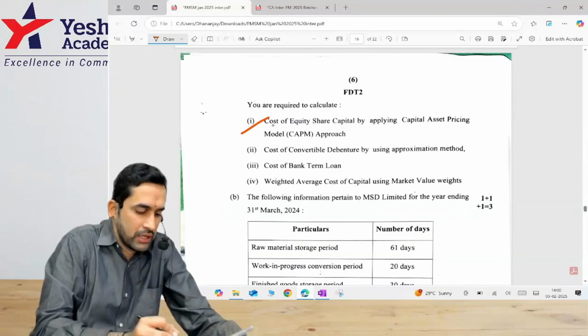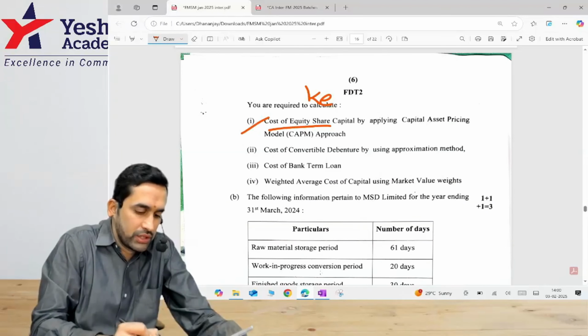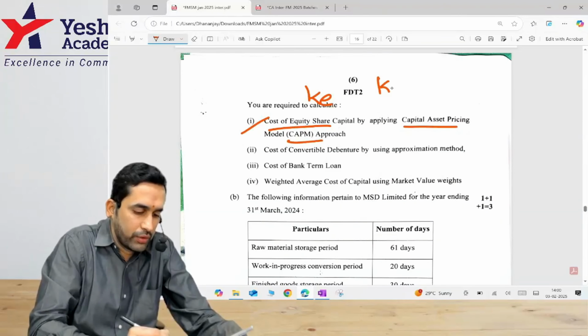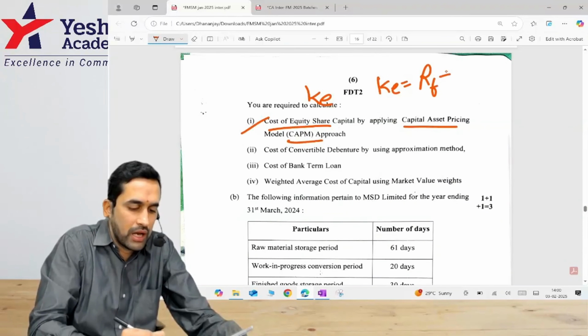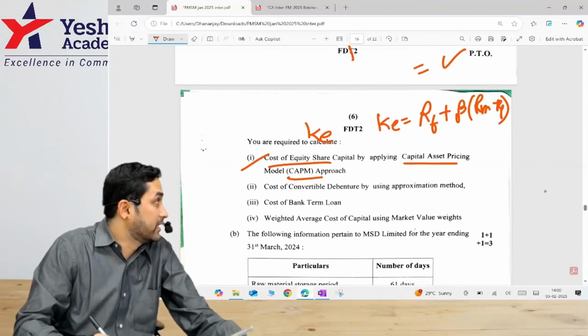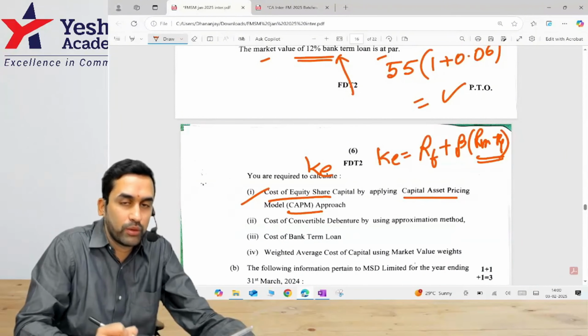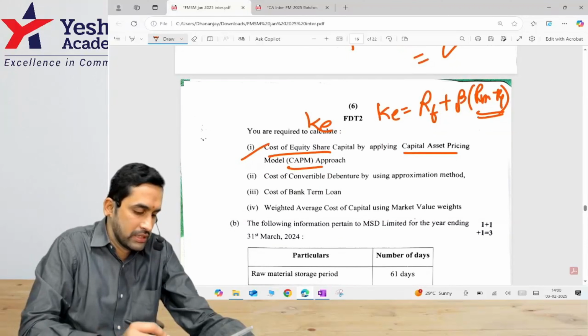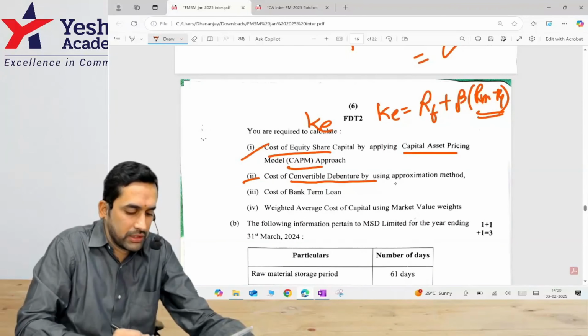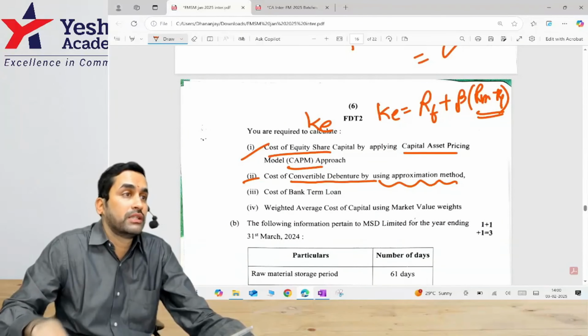First question is cost of equity using capital asset pricing model. If you remember, this is RF plus beta into RM minus RF. And I already read in the question there was beta, there was RF, and there was premium amount given already. Second, cost of convertible debenture using approximation method.